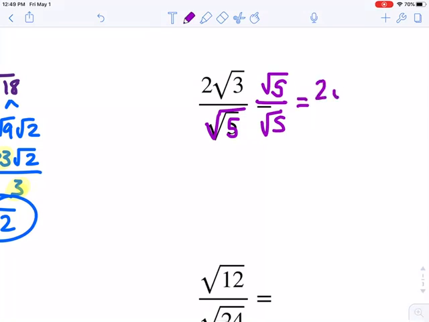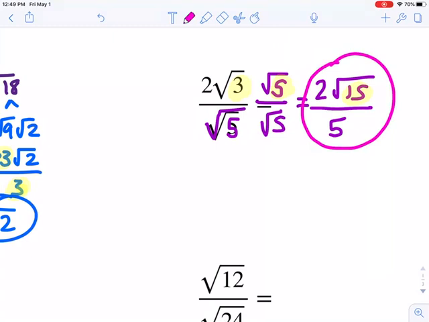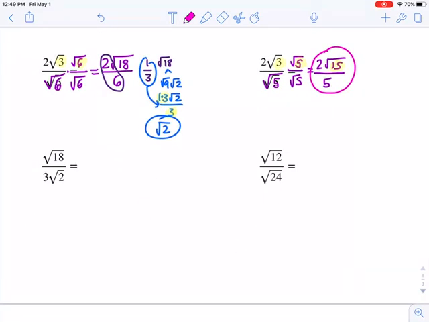And I'm going to get 2 times radical 15. Remember, I get 3 times 5, which is 15. And then radical 5 times radical 5 is just 5. All right, now radical 15 cannot be simplified. This is my final answer. Goofy at first, we'll progress, we'll get really, really good at this stuff. All right.